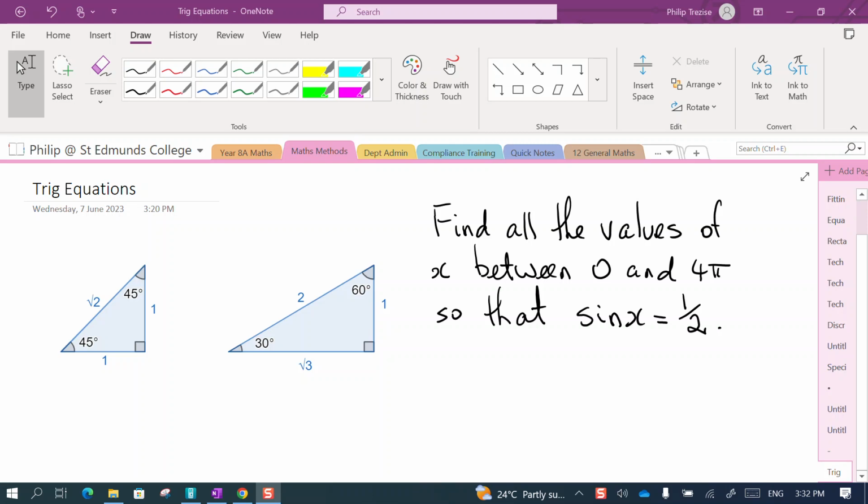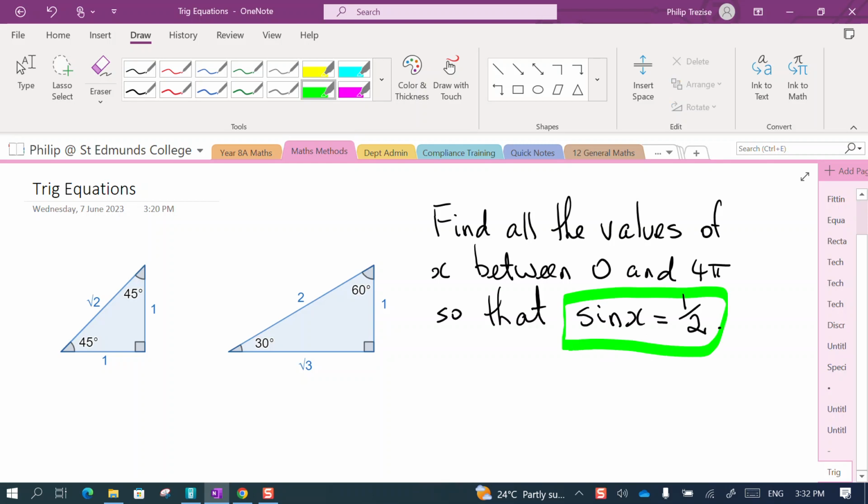Hi everyone. In this lesson we are going to solve trigonometric equations. So a typical question would be like the one here. Find the values of x between 0 and 4 pi. And here's our equation: the sine of x equals 1/2.